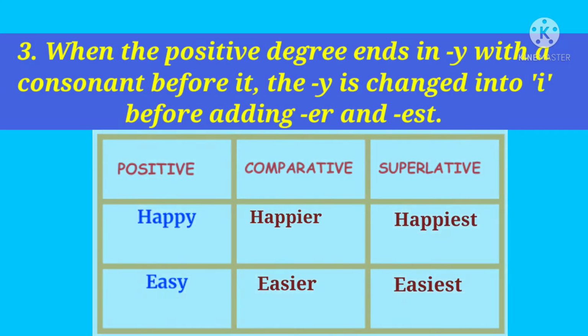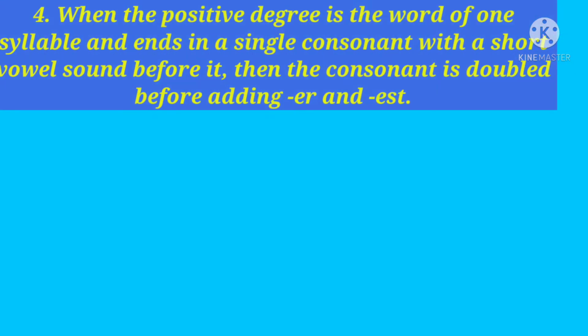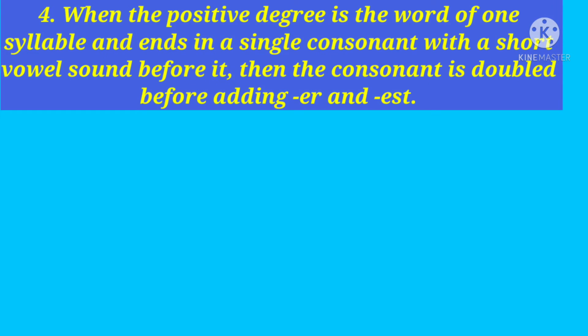The fourth rule is when the positive degree is a word of one syllable and ends in a single consonant with a short vowel sound before it, then the consonant is doubled before adding er and est. Okay? Now you must be thinking, what is a syllable? Actually, a syllable is a single unbroken sound of a spoken or written word.